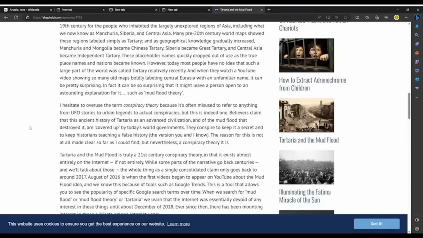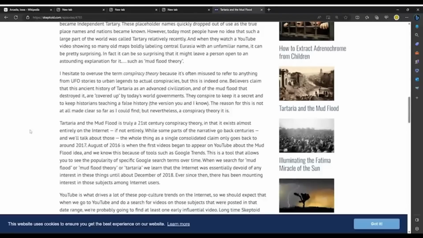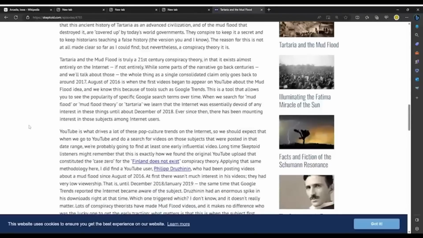Tartaria and the mud flood is truly a 21st century conspiracy theory, in that it exists almost entirely on the internet, if not entirely. That's funny. It doesn't exist on the internet when I go out and I do my explorations in person, and the people that I collaborate with face to face, but that's all right. He's making broad sweeping comments, and you can't blame him for doing that. While some parts of the narrative go back centuries, and we'll talk about those, the whole thing as a single consolidated claim only goes back to around 2017.